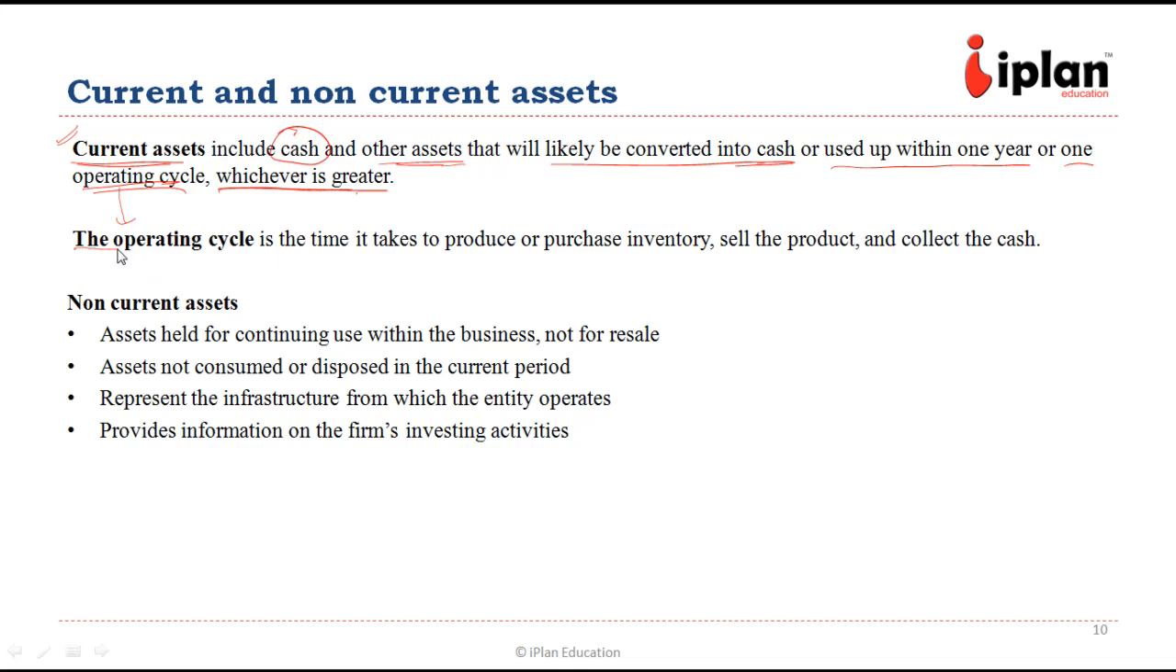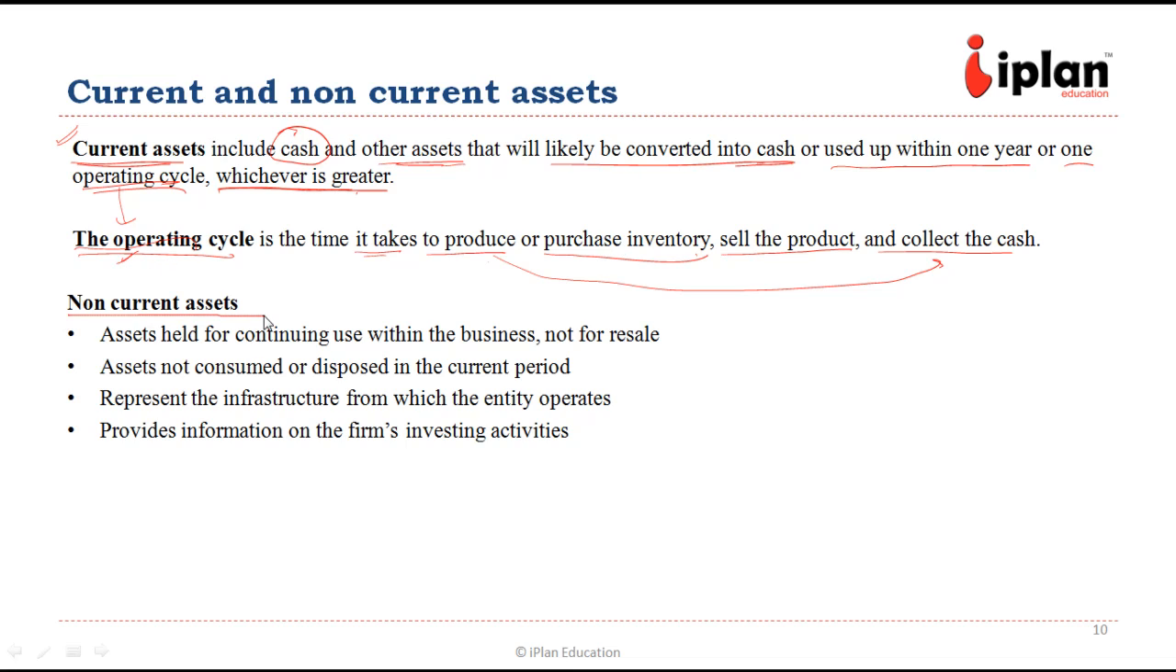So let us look into the operating cycle. This is basically the time which is taken to produce or purchase inventory, sell the product and collect the cash. So that represents the full cycle. It includes various aspects. First is the production, then the time spent in the inventory, then the time taken in selling the product, and finally the time taken in the collection of the cash. So if we add all these steps, we get the complete operating cycle.